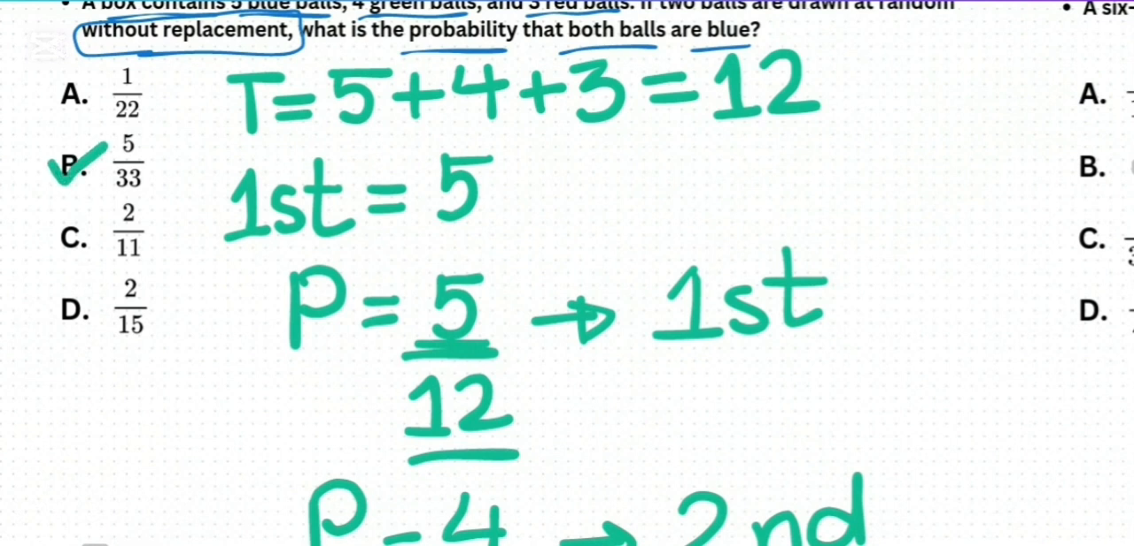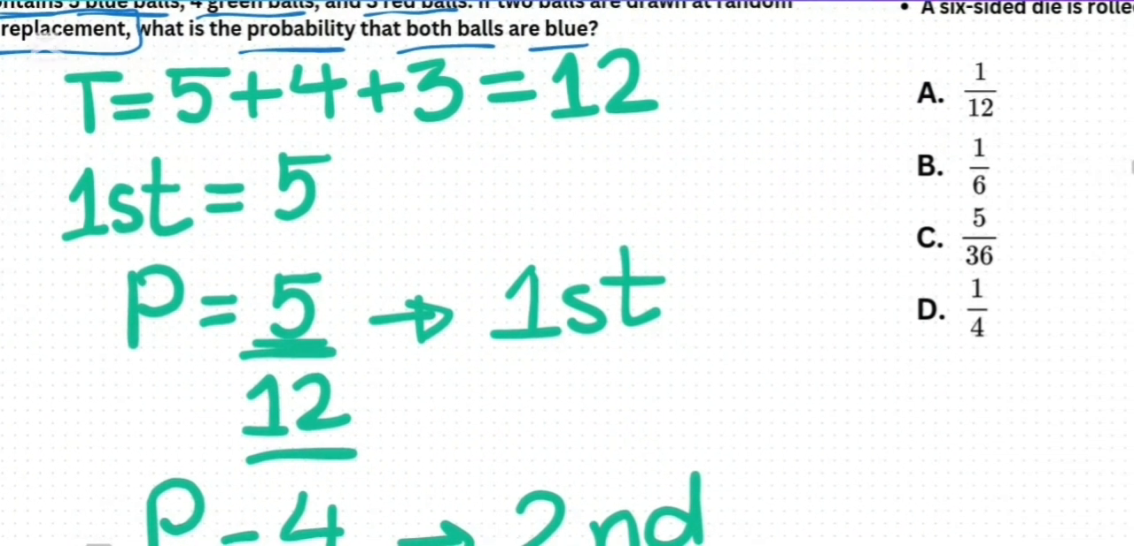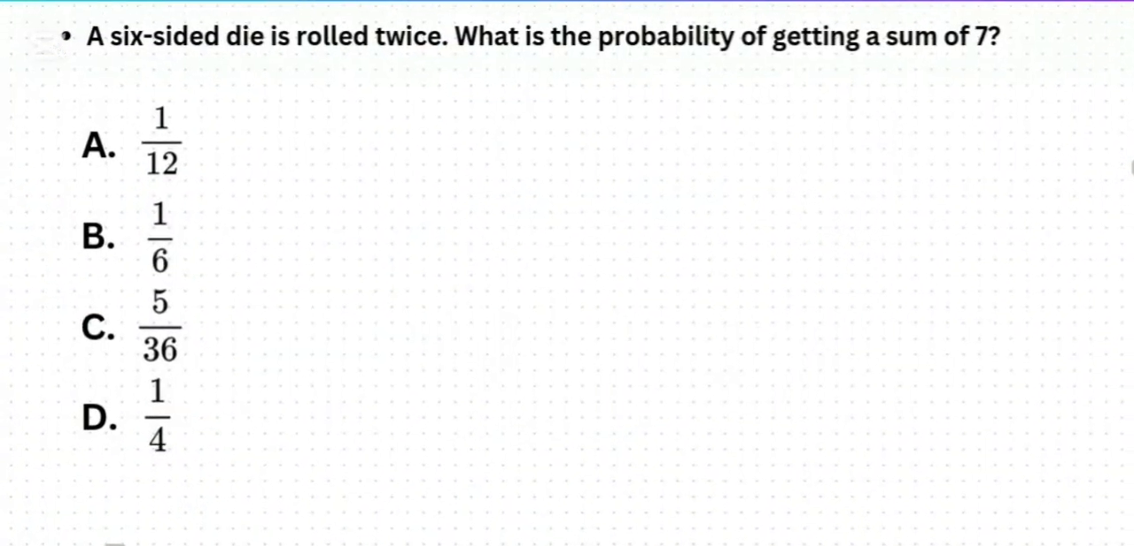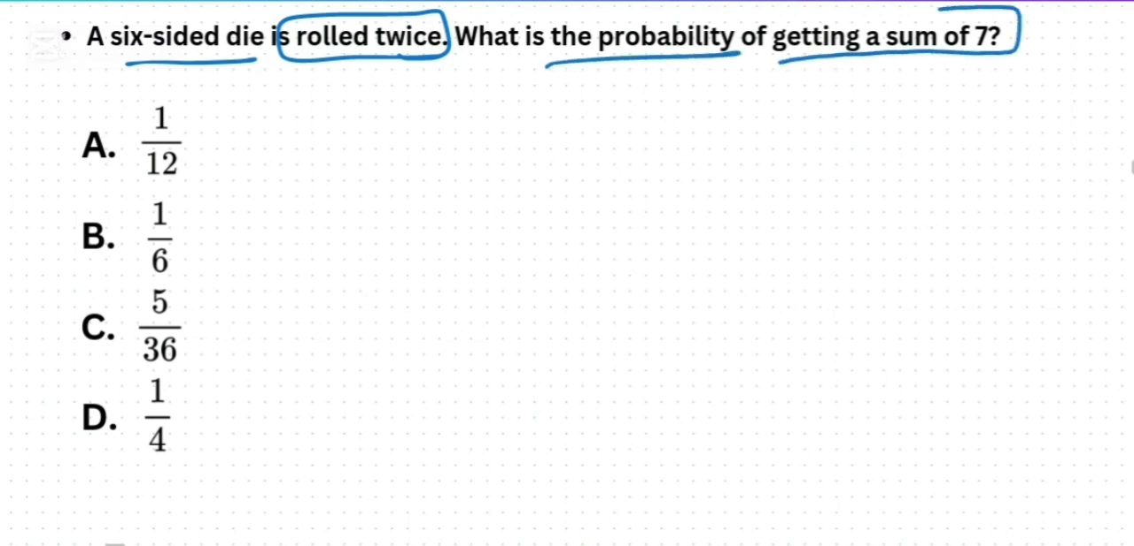Now let's move on to the next question. So a 6-sided die is rolled twice. A 6-sided dice is rolled twice. What is the probability of getting a sum of 7? So they are asking what are the chances of getting a sum of 7 when you roll the dice, right?